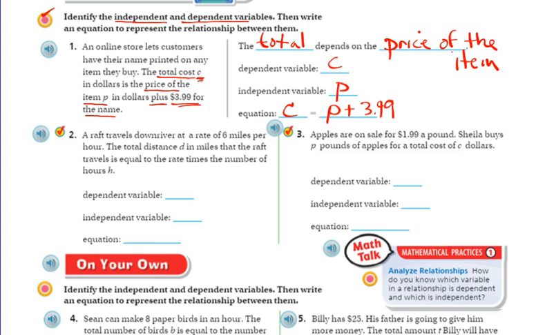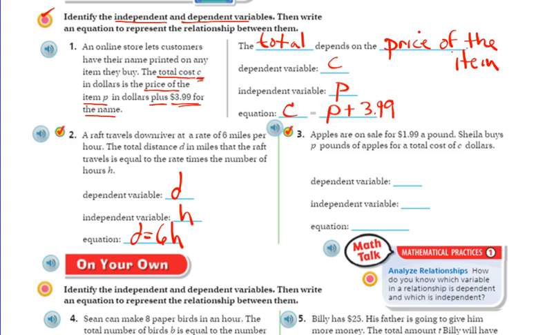All right, thank you for pausing that video. The dependent variable for number 2 was represented by B in this case. Sorry, that should not be a B, that should be the total distance D in miles. My answer key has a B there. So the total distance D is your dependent, and then the independent there is the amount of hours. The equation would be the distance equals 6 times the amount of hours.